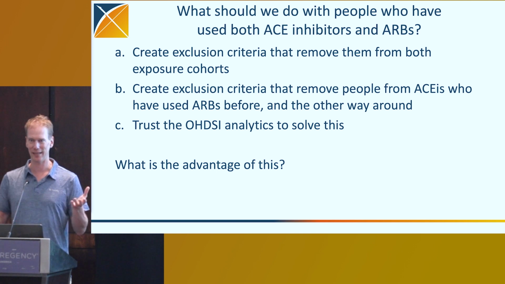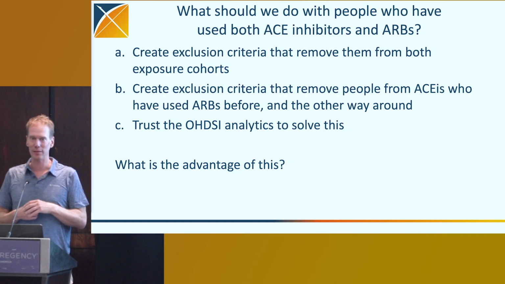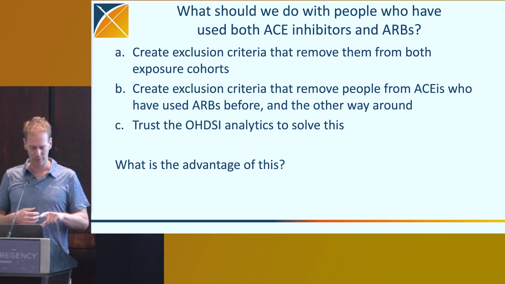So basically, in the CohortMethod tool, there is an option where you can specify either implement option A, just remove people that have both exposures, or B, take the first. But an advantage of not baking it into the cohort definition is that now you have a cohort definition that you can actually reuse.